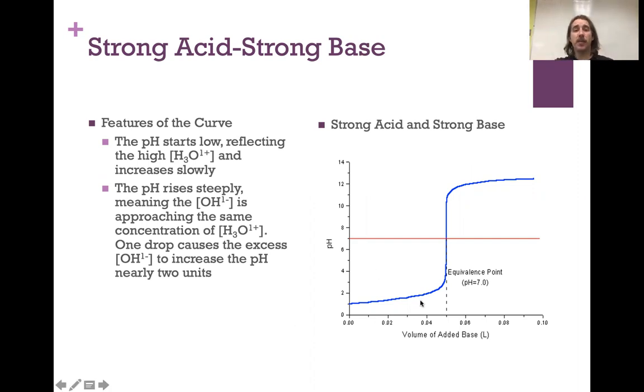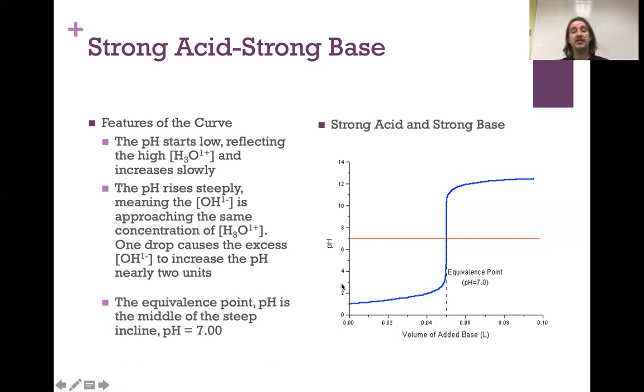until all of a sudden we get to this point where we're almost out of our acid, right? We've almost neutralized all of the acid. And now whenever we add just a little bit of base, our pH increases significantly. One drop causes us to have extra hydroxide, and we see the pH shoot up nearly 2 units on the pH scale. It is an incredible increase at that equivalence point. And so that inflection point, that steepest part of your slope, is always going to indicate to you that we have neutralized our acid or base. We've reached the equivalence point.